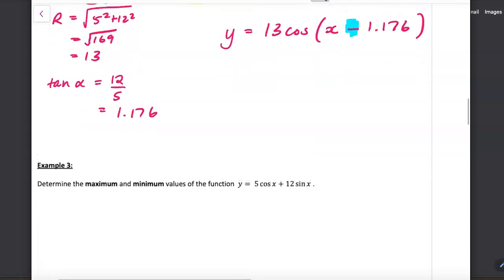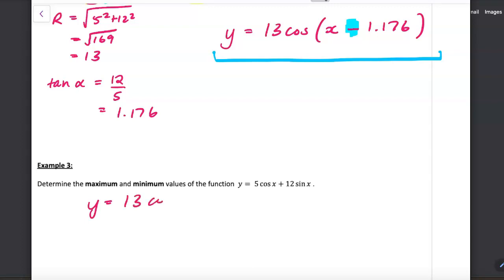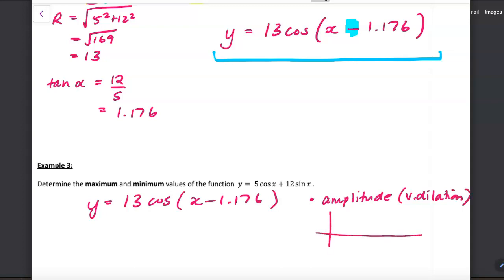Okay, so in example 3, we're actually going to focus on this function we have just written, and we're going to determine the maximum and minimum values of the function y equals 5 cos x plus 12 sin x. So if we take the fact that this is the same as plotting 13 cos of x, take 1.176, we've got a change in the amplitude, because we've had a vertical dilation. So that tells us from that mean line, which is on the x-axis, this is going to be stretching up to 13 and down to negative 13.